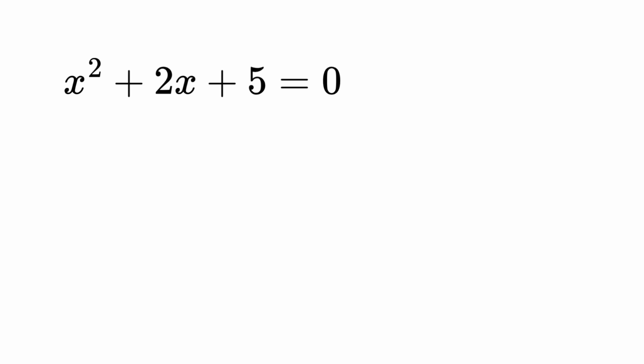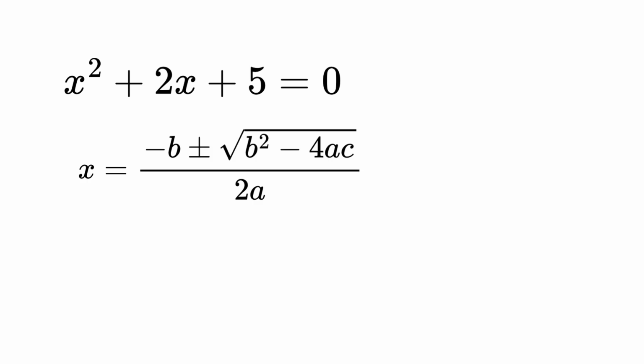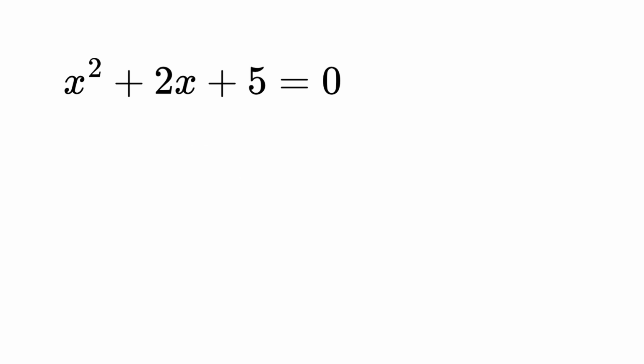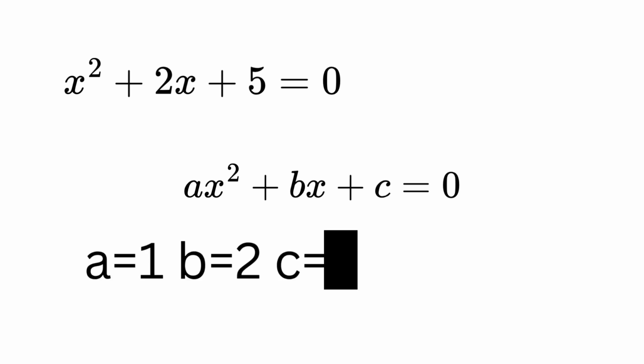Then we got the quadratic equation as x squared plus 2x plus 5 is equal to 0. The roots formula is x equals minus b plus or minus square root of b squared minus 4ac, all divided by 2a. So compare the equation with the quadratic equation ax squared plus bx plus c is equal to 0, then we get a is equal to 1, b is equal to 2 and c is equal to 5.